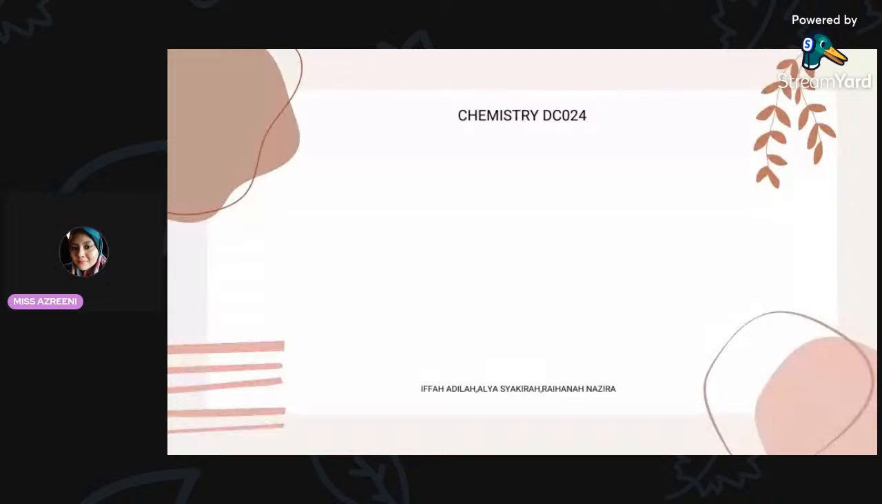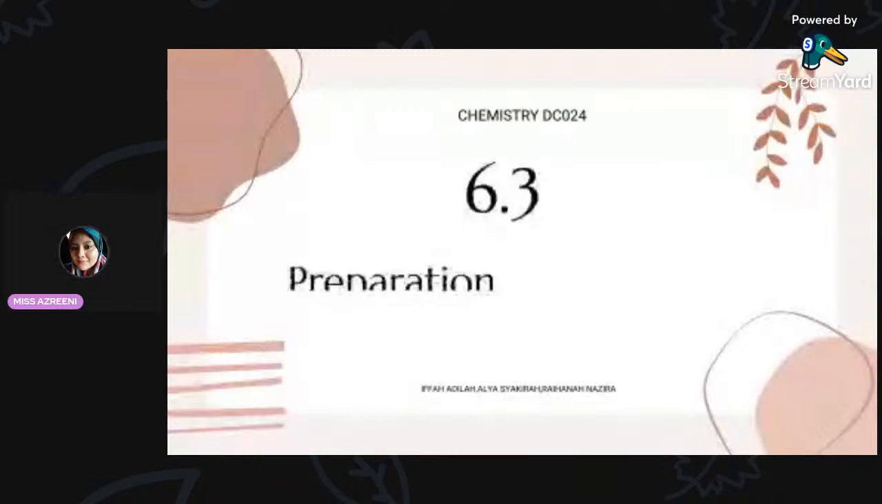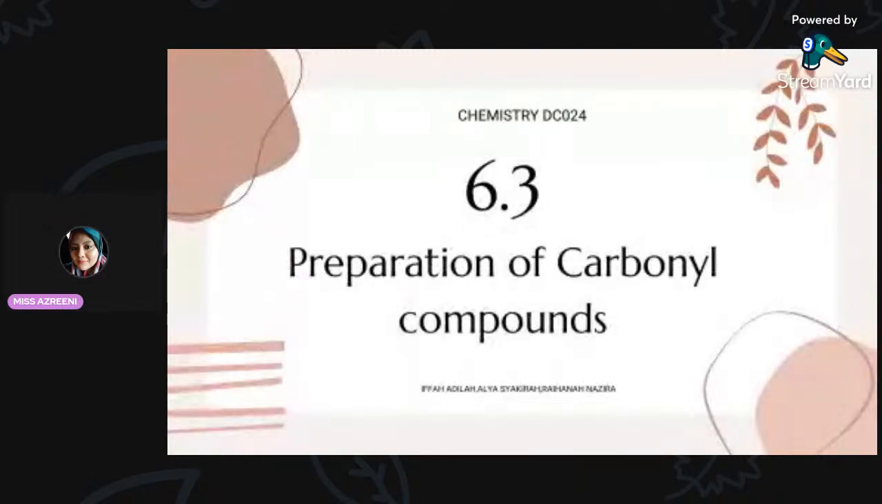Ini 6.3 and 6.4 sekali ke? Kumpulan Ifah, Alia and Raihanah ni. Ada tak Ifah ataupun dalam ni? 6.4 sekali kan awak kan? Alia Syakira. Raihanah mana? Ifah ada? Tak ada wakil kumpulan ni? Okay, tak apa, kita tengok dulu. Dia hantar 6.3 je kat saya.